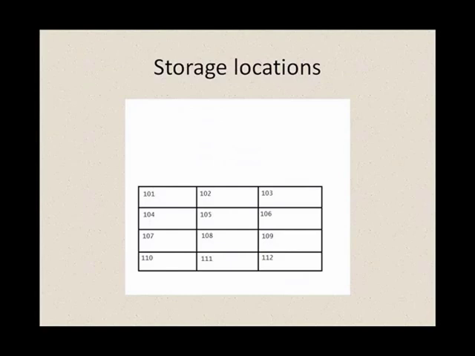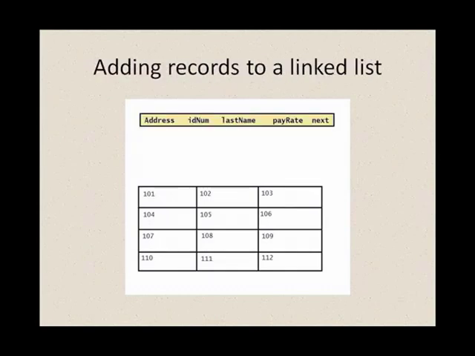Let's look at some storage locations and just number them 101, 102, and so on. Let's assume we want to add some records to these storage locations with ID numbers, last names, and pay rates for employees, and each record will also contain a field that holds the address of the next logical employee by ID number. Suppose the first record is stored at address 101 and it's for ID number 912, last name Brown, pay rate $12. The next field holds null because null is a special value that indicates there is nothing next. There's only one record in this list. So we've reached the end of the list.